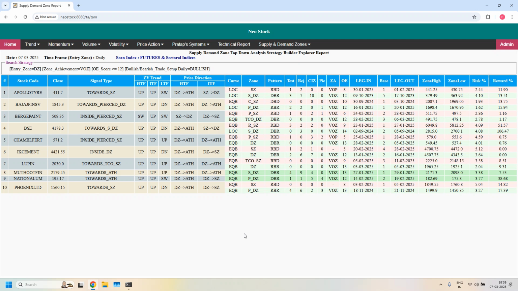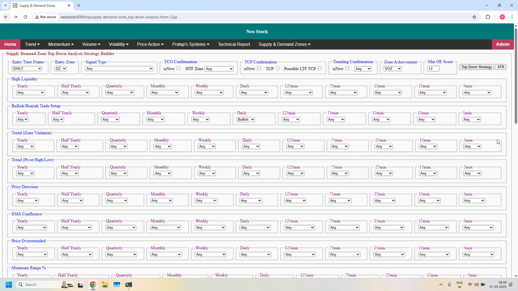First strategy is LTF and ITF demand zone confluence, and later further filter with ITF EMA confluence. And second strategy, LTF, ITF, HTF demand zone confluence, and later we will filter with HTF EMA confluence. This is how we are applying these two strategies. Okay, let's apply LTF and ITF demand zone confluence on these 10 stocks.